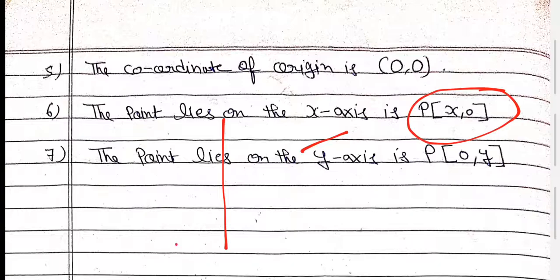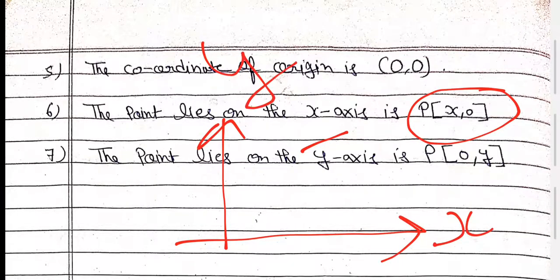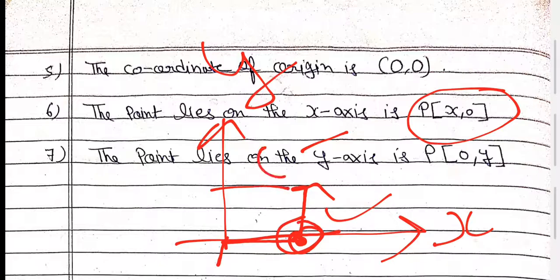Suppose you have these two axes, this is the x axis and this is the y axis, and a point lies on the x axis. If a point lies on the x axis, then maybe it will come here, suppose on the x axis. Then on the x axis it has some positive value, or maybe negative, and on the y axis you would have to move upward, but this point does not move upward, it remains on the x axis. It means the y value is 0.